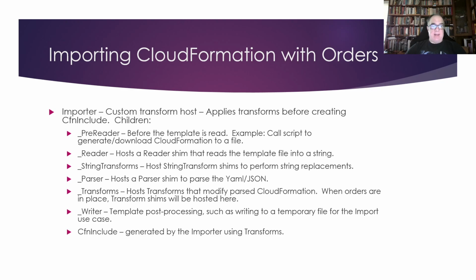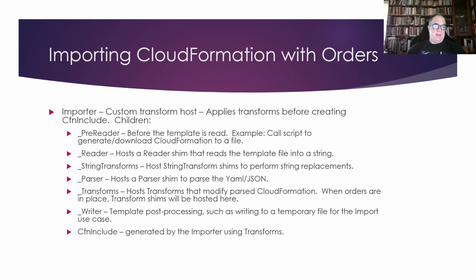run a parser. So we have the parser order, which hosts a parser shim that parses YAML or JSON or whatever format it is you happen to have. And then we could run transforms, and transforms run on the parsed object. So this is basically a JavaScript or TypeScript object that has already been parsed, and that itself can be stringified back into a string using JSON stringify. And when the orders are in place, transforms will be hosted in the _transform order.